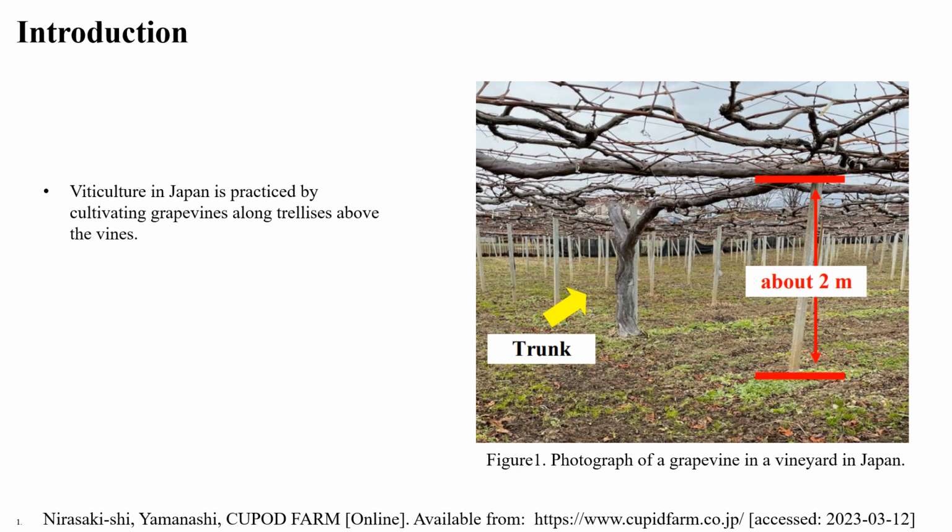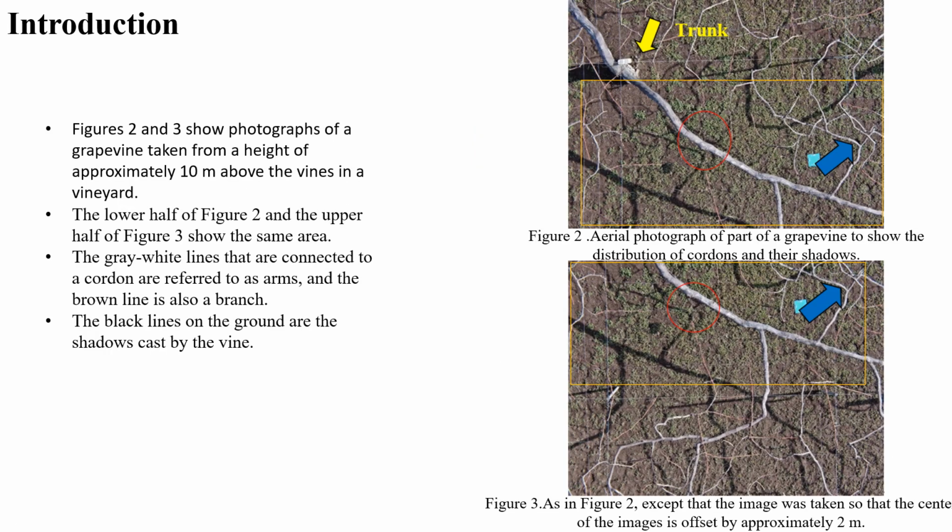However, assessing the growth of cordons from ground level can be quite challenging. To overcome this obstacle, we have explored the use of drone technology, enabling us to inspect the condition of the cordons from an aerial perspective. In this study, we utilized aerial photographs captured by drones to analyze the characteristics of grapevines. Figures 2 and 3 depict photographs taken from an altitude of approximately 10 meters above the vines in a vineyard.